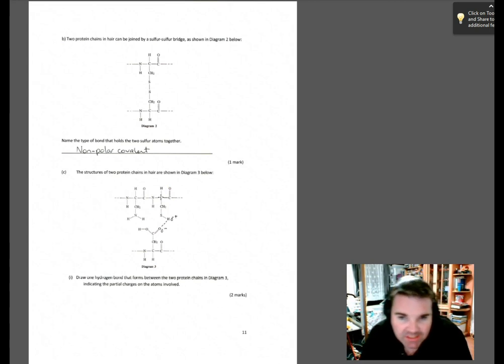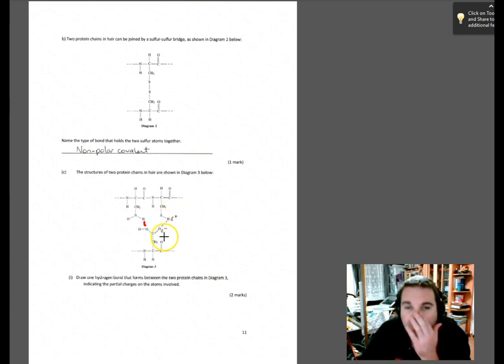Structure of 2 protein chains as shown in the diagram below. Draw a hydrogen bond that forms between the 2 protein chains, indicating partial charges. By partial charges, it means your delta positive, delta negative, and a secondary hydrogen bond is shown by a dotted line. There is another spot you could put this in that I'll show. You could have one going down there. I can't do a dotted line, sorry, at the moment because it's a small scale, but you could have one between that oxygen and that hydrogen there, and you'd obviously put delta positive here, delta negative here. So there's a couple of spots where you could do it and it wouldn't matter.